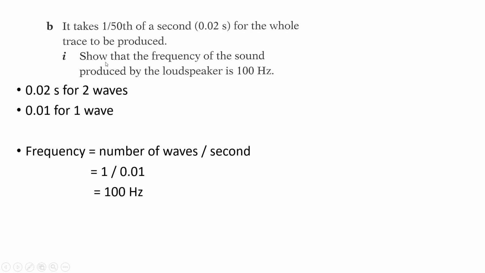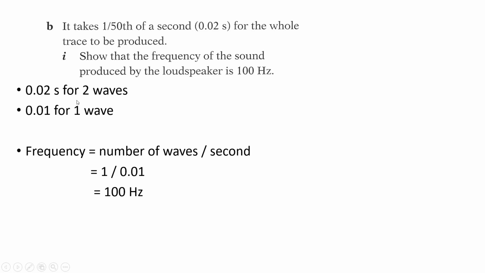Okay, now show that the frequency of the sound produced by the loudspeaker is 100 Hertz. Now, the whole trace, it's two waves. These two waves took 0.02 seconds to finish. But now, the question here is saying, show that the frequency of the sound produced by the loudspeaker is 100 Hertz. The frequency, what do you mean by the frequency? Number of waves per second, or over 1 second.